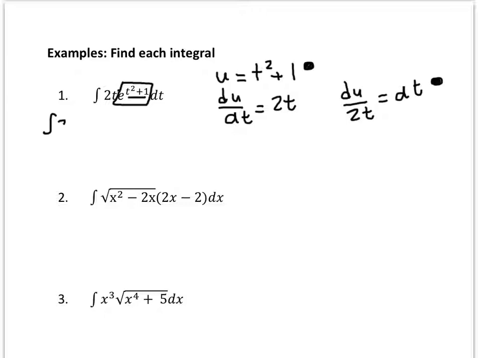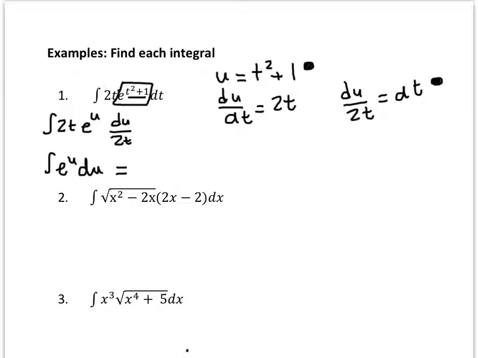The integral, 2t stays there, e stays there. T squared plus 1 is one of the things I'm substituting. It becomes u. dt is one of the things I'm substituting. It becomes du divided by 2t. Then I simplify. My 2t's cancel. So I have e to the u du.